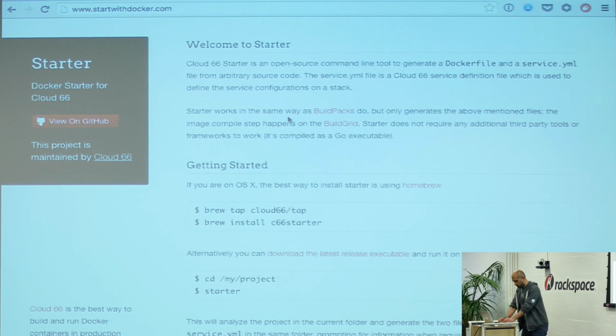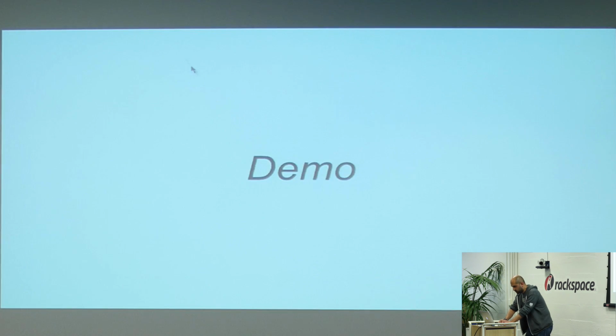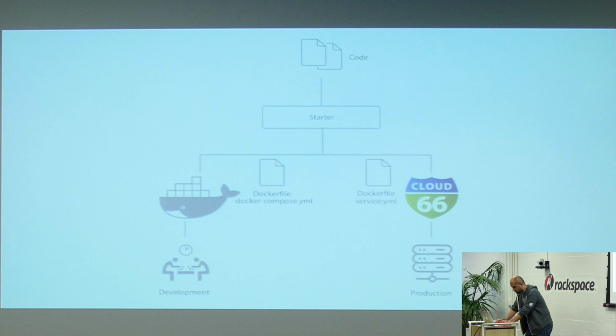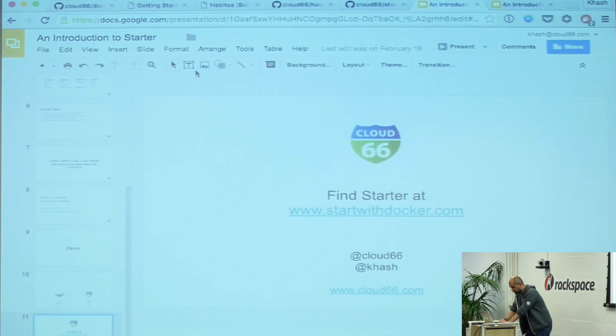Okay, so with that, let me move to, so this is what we've seen basically. Code to starter, Docker Compose, Service YAML for Cloud 66 for development, production, whatever that could be.